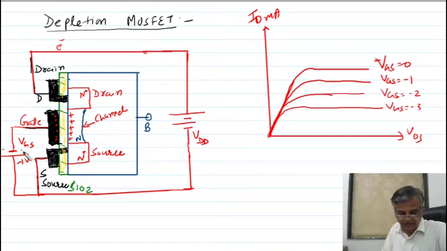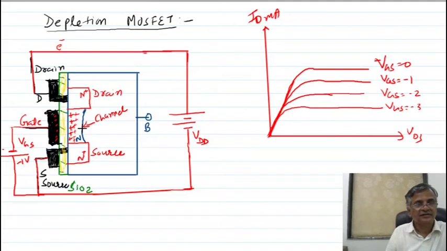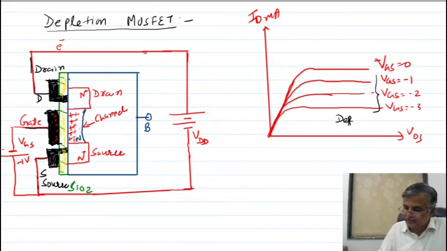So remember, when VGS is 0, current will flow. And as you give VGS a negative voltage, this depletion layer increases, as positive charge is induced here. So the width of the channel for conduction decreases, so current decreases. Now someone says, sir, this is called depletion mode. What is it called? Depletion.